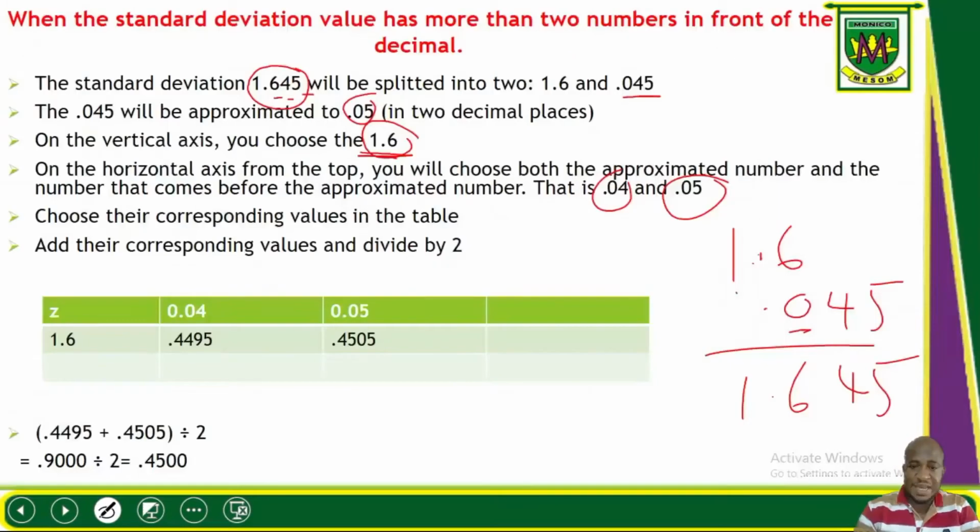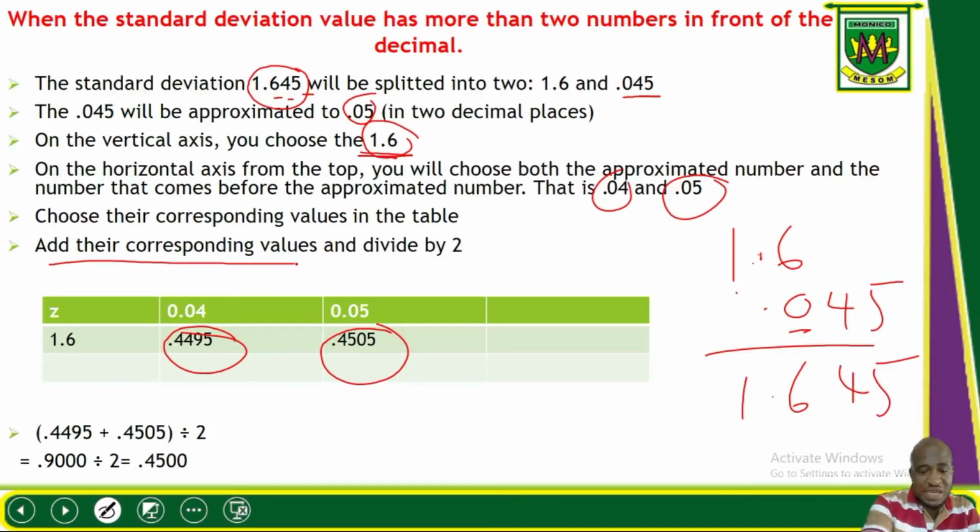So what we have to do is, let's go back to the previous slide. These are the values we saw on the table, the corresponding values. The first was 0.4495, and the one under the 0.05 was 0.4505. So the next step, I said, after choosing, you have to add the corresponding values. That's the last step, and after, divide by 2. So this value, the 0.4495, will be added to the 0.4505.